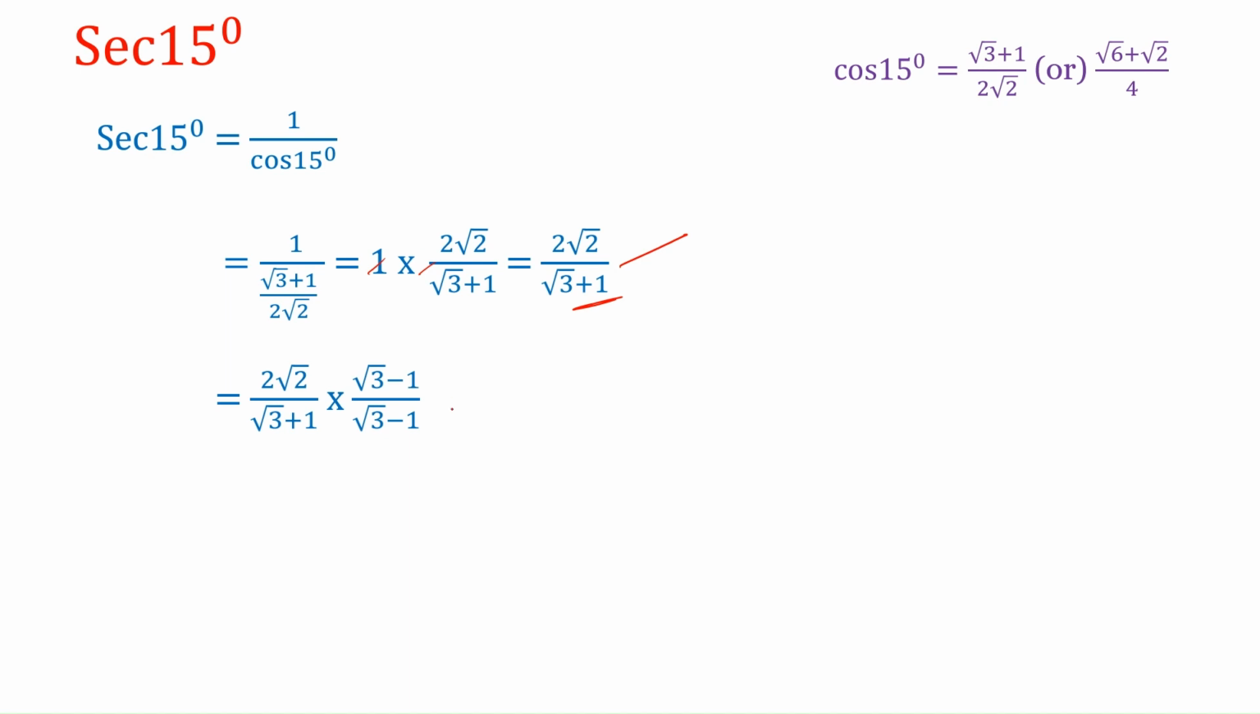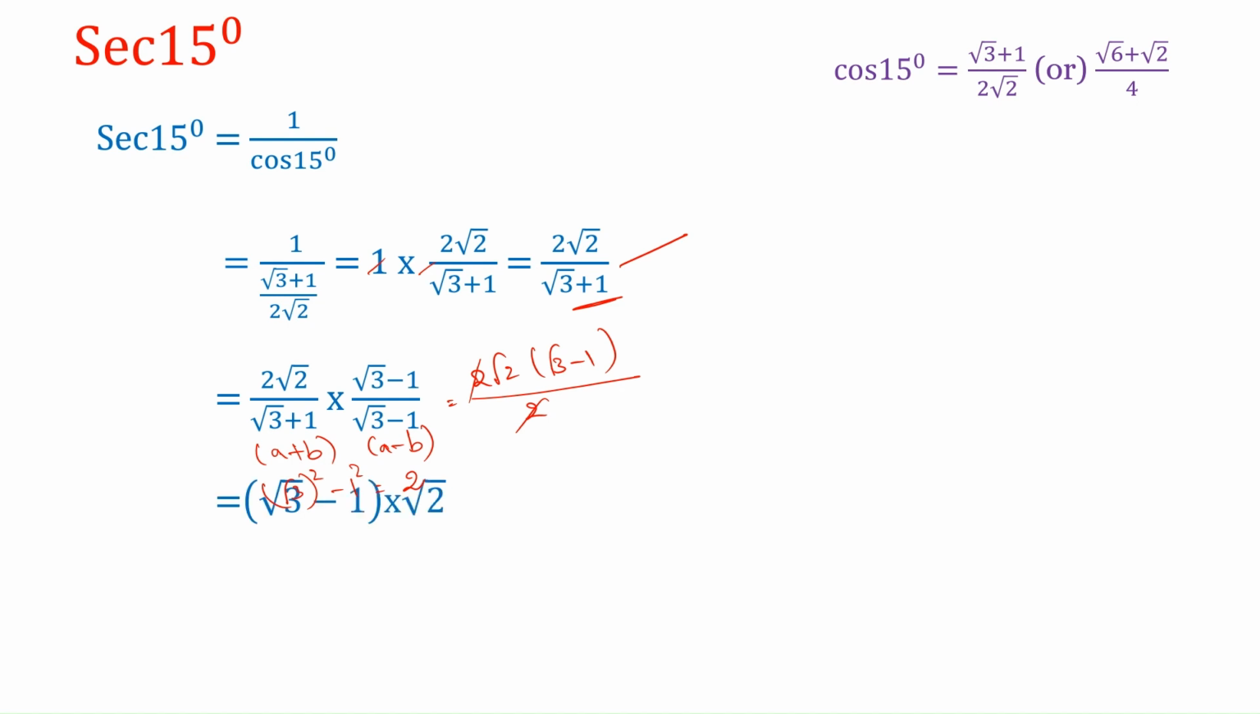Now to simplify this, it will become 2 root 2 into root 3 minus 1. This is a plus b and this is a minus b. Again using a square minus b square, so a is root 3 and b square gives the value as 2. So this upon 2, the 2 and 2 will get cancelled out. So root 3 minus 1 into root 2. Now root 3 into root 2 is root 6, minus 1 into root 2 is minus root 2. So this becomes root 6 minus root 2. So again we have got two values here for secant 15.